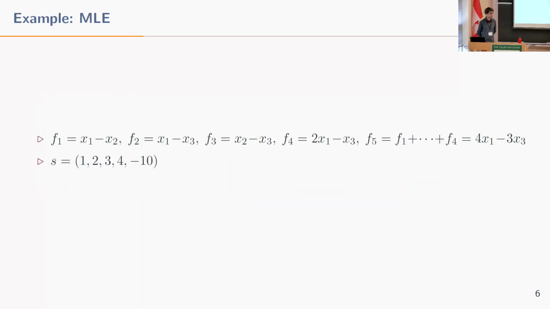So here's a very simple example. I take some linear forms. The first 4 I've just chosen, and the 5th one is the sum of the previous ones. I've just chosen this data point here, 1, 2, 3, 4. And in order to make this model work, I need to set the last data coordinate to be minus the sum of the previous ones. So this makes my likelihood function well defined. And how do I solve this?